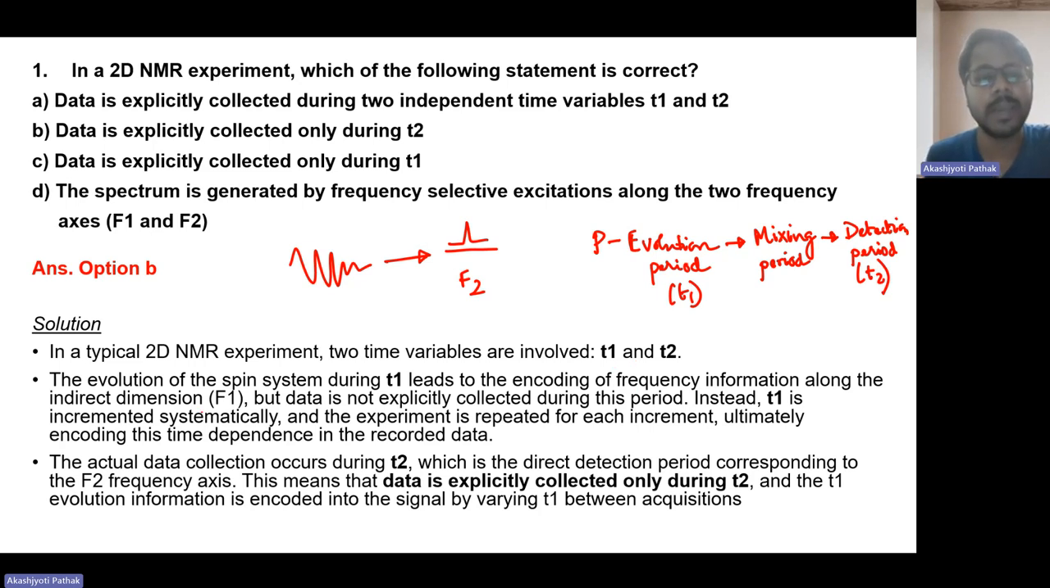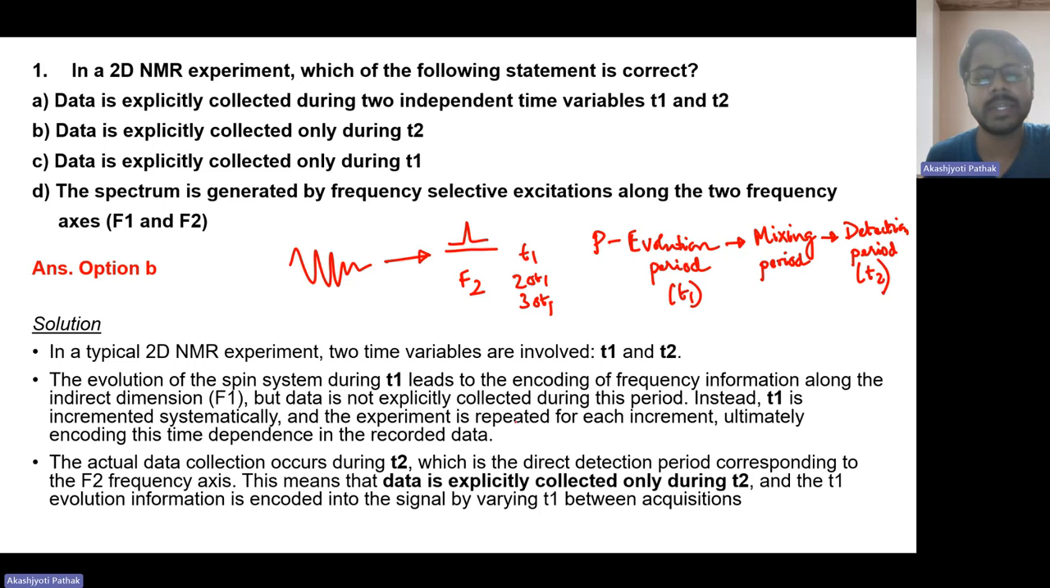Instead, T1 is incremented systematically, and the experiment is repeated for each increment, ultimately encoding this time dependence in the recorded data. So T1, 2 delta T1, 3 delta T1. With each increment of this T1 time period, you are recording the FIDs, the free induction decay, but the data is not explicitly collected during this period.